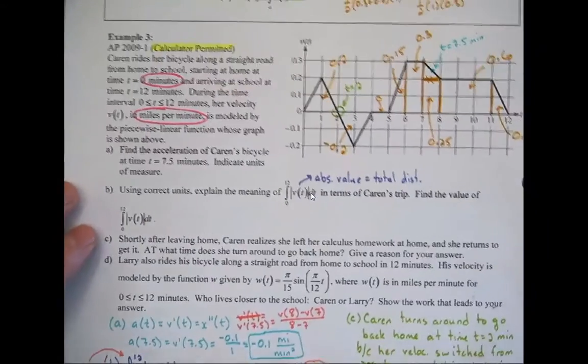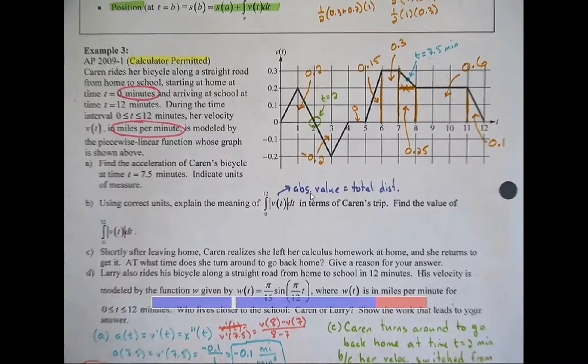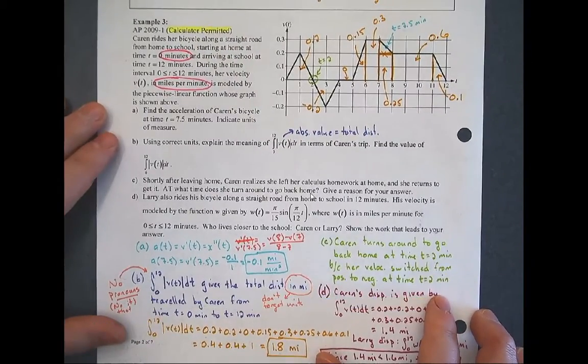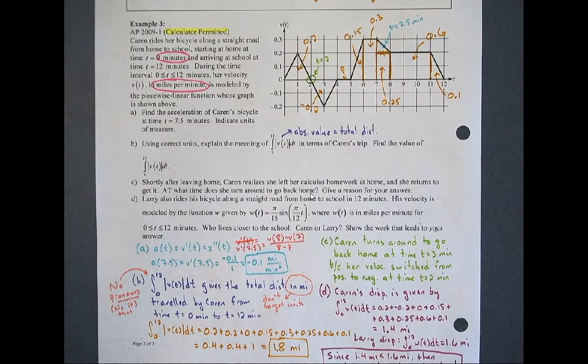So I forgot to go over the scoring guidelines for this. So I want to go over the scoring guidelines, just to give you an idea how you can look for this stuff on your own. So remember, this is a free response from 2009.